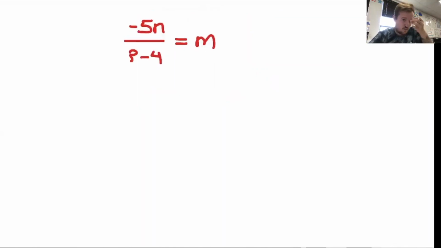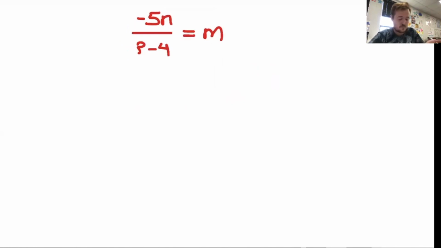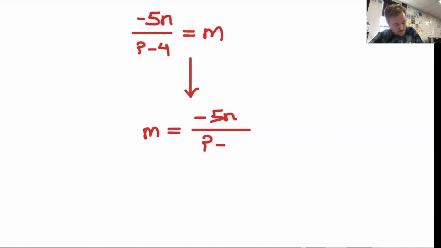So we don't have to write the parentheses for p minus 4 on the bottom since there's no other value with it, so we can just leave it how it is. So once again, I'm going to flip it, make sure our variable's on the left side. So m equals negative 5n all over p minus 4.